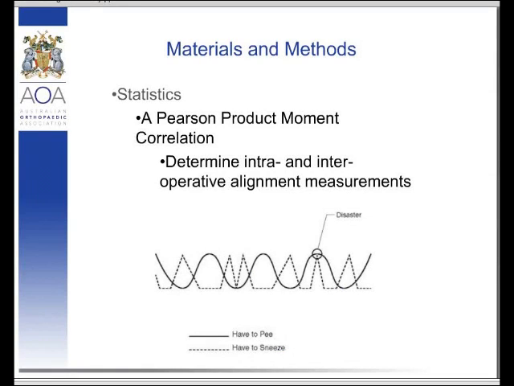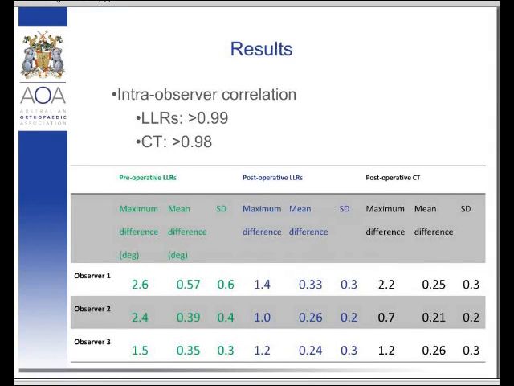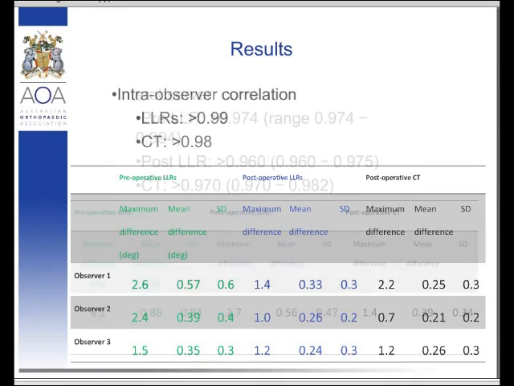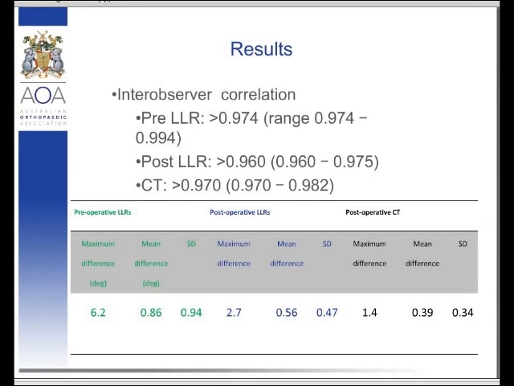So to the results. The intra-observer correlation was excellent amongst the long leg radiographs and CT, over 0.99 and 0.98 respectively. Maximum difference was quite minimal, 2.6 being the largest, and the mean difference was well below 1 degree. Inter-observer correlation was also excellent. For the pre-operative long leg radiographs, it was over 0.97, and the post-operative 0.96. The CT also had an excellent inter-observer correlation. Again, we had a few outliers, with one difference being 6.2 degrees, but in the majority, the mean difference was about 1 degree.